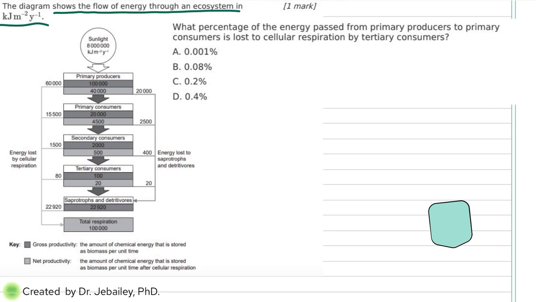First, we can see here, right, that there is the sun, and the sun has about 8 million of energy. That's what it's saying here. And then you can recognize the words primary producer, primary consumers, secondary consumers, tertiary, and saprotrophs. So you can see a food chain going on here. Then you can see a bunch of numbers, and you might ask, what do these numbers mean? Well, then look at the sides.